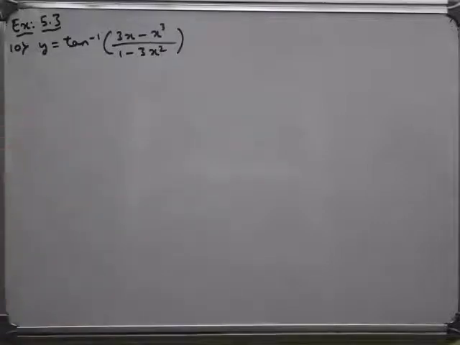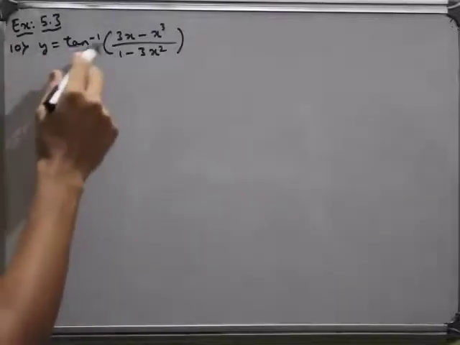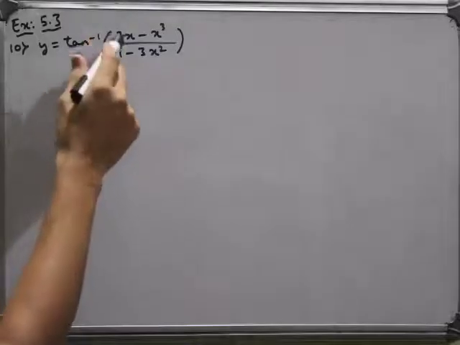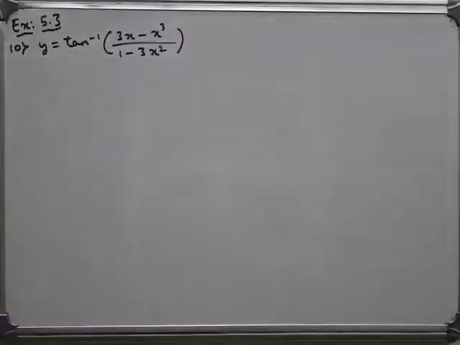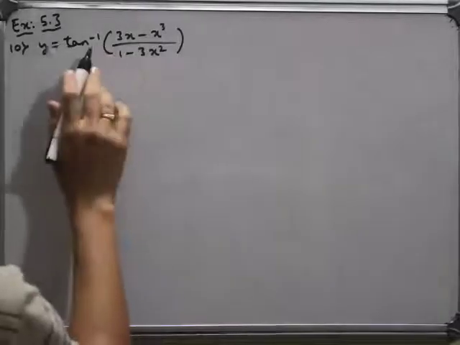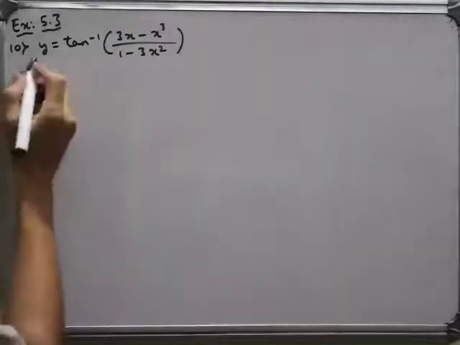So another method is, instead of substituting for x, say x equal to sin theta, cos theta, tan theta, whatever it is, you can substitute and you can simplify and then you can differentiate. So another method is, always inverse trigonometric functions you can write like this.